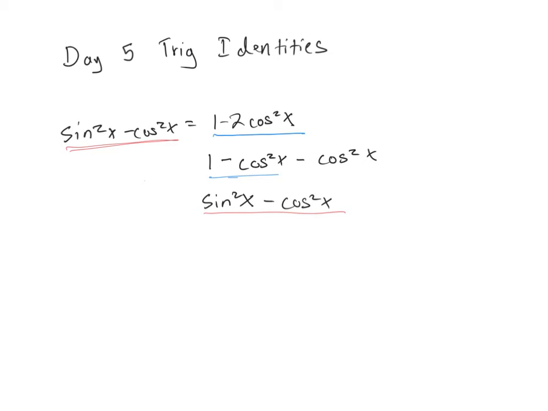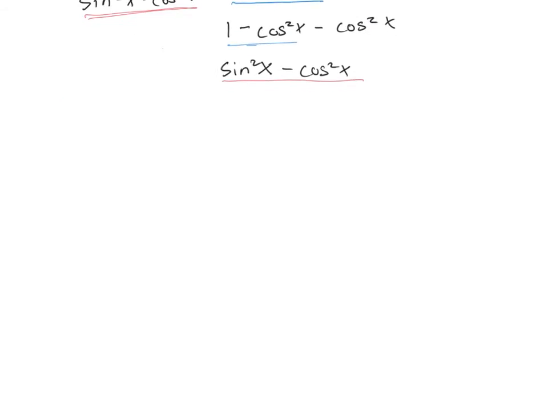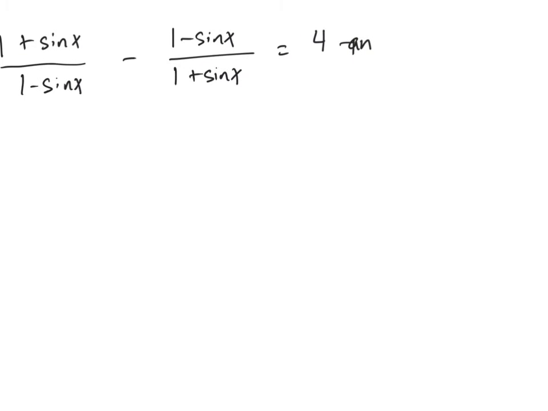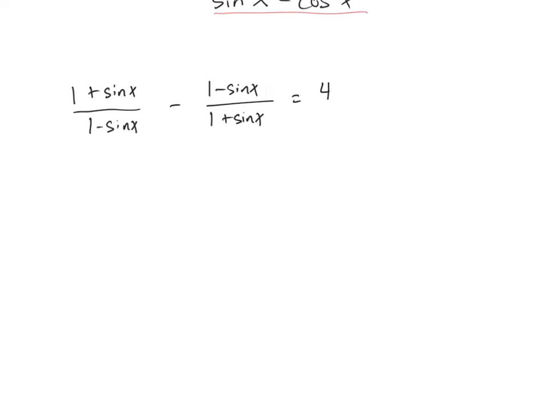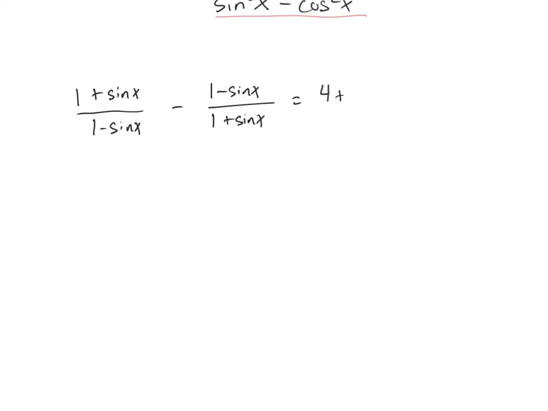Let's try another one that takes a little bit more work. Let's say we have 1 plus sine of x over 1 minus sine of x minus 1 minus sine of x over 1 plus sine of x equals 4 tangent of x secant of x. In this case, I'm going to simplify it.